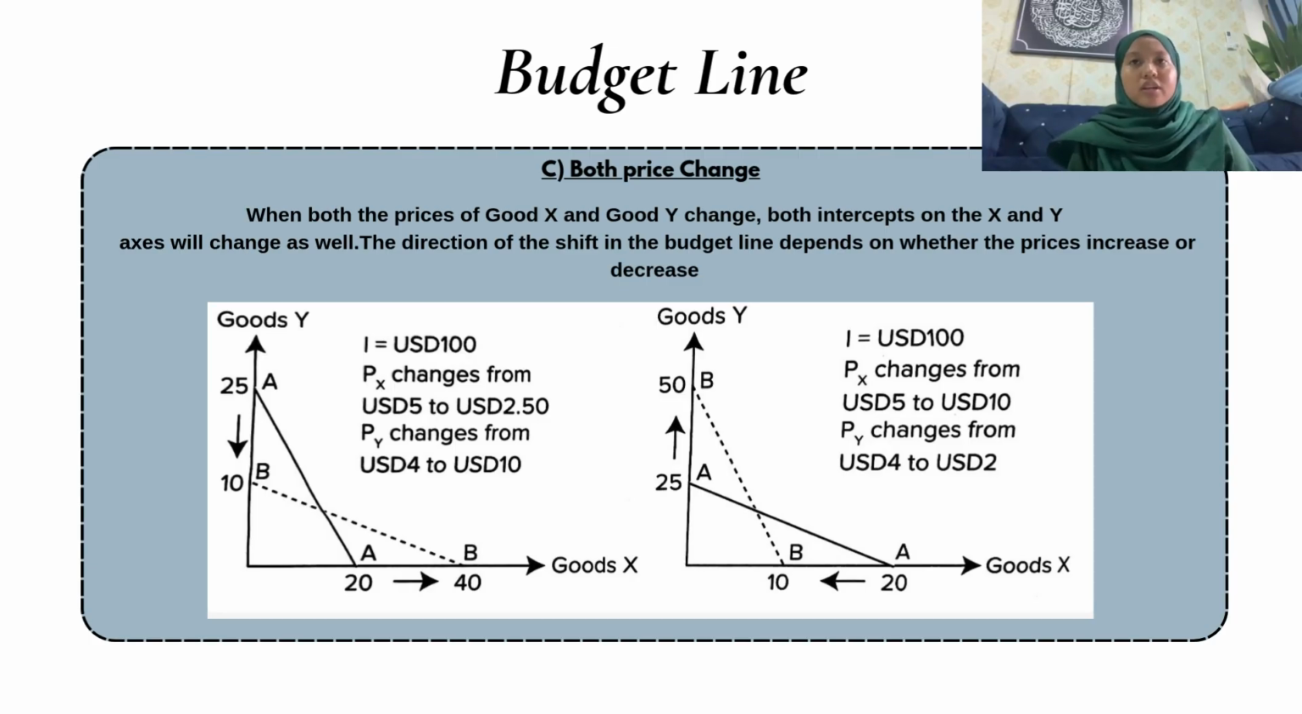For the last one, both prices change. When both the price of good X and good Y change, both intercepts on the X and Y axis will change as well. The direction of the shift in the budget line depends on whether the prices increase or decrease.